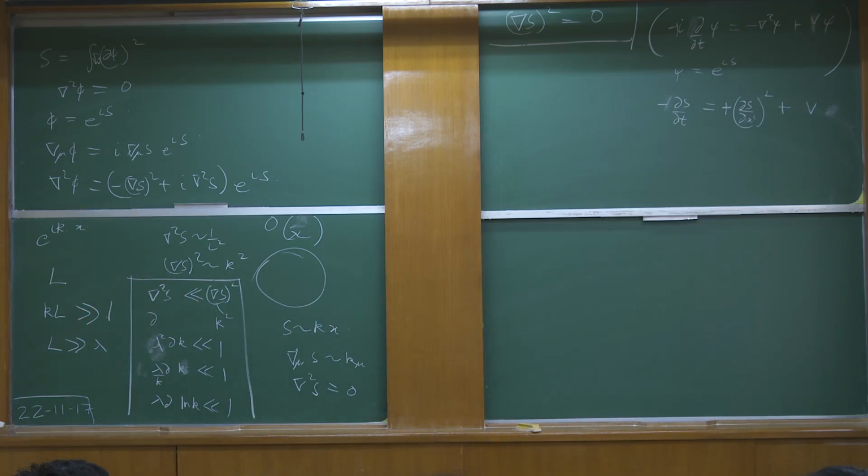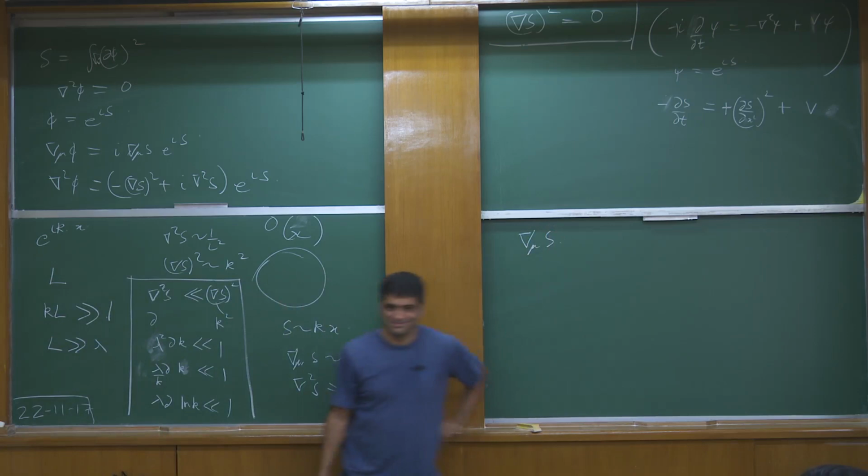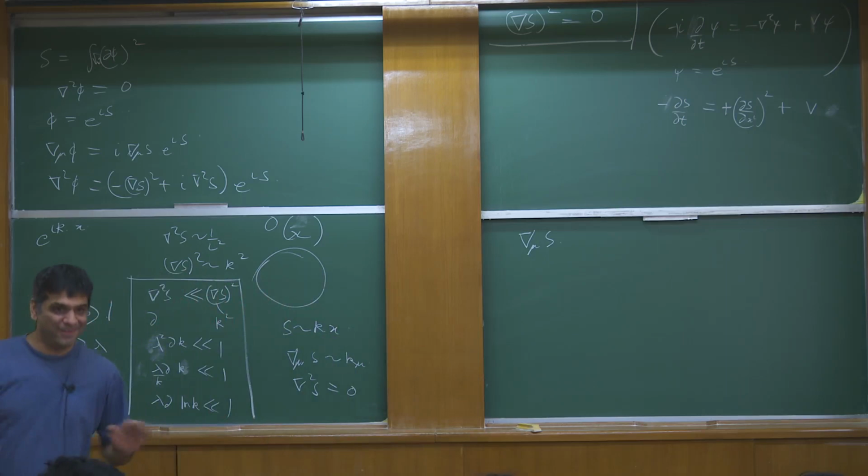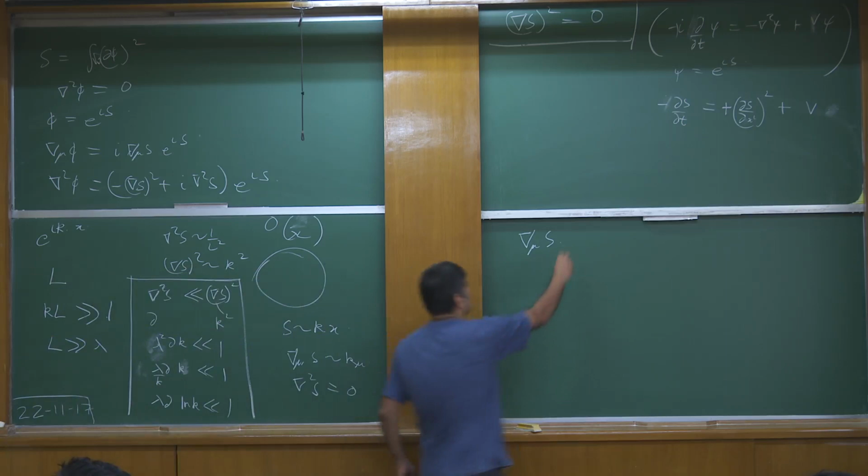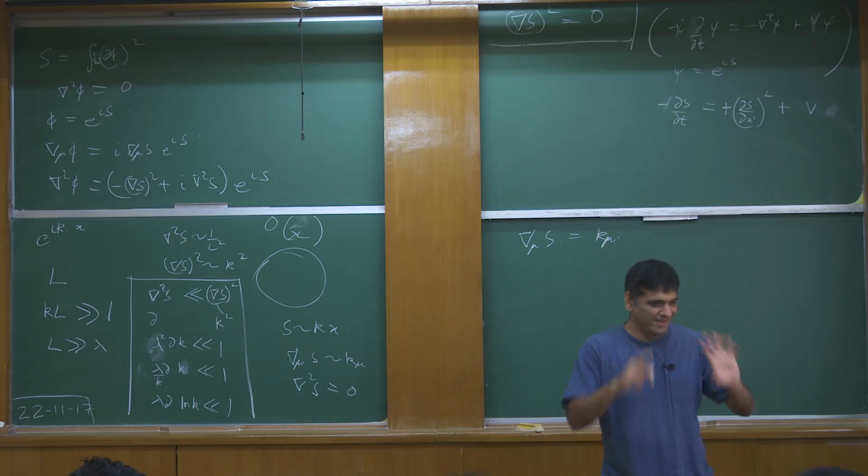Let's check that. What are the generators of a null manifold? The generators of a null manifold are its normal vector, del mu s. Remember that del mu s was in the direction of the manifold itself, because it is a null manifold. Now let's call this k mu, like we did here, for obvious reasons. Del mu s is k mu in that local coordinate patch.